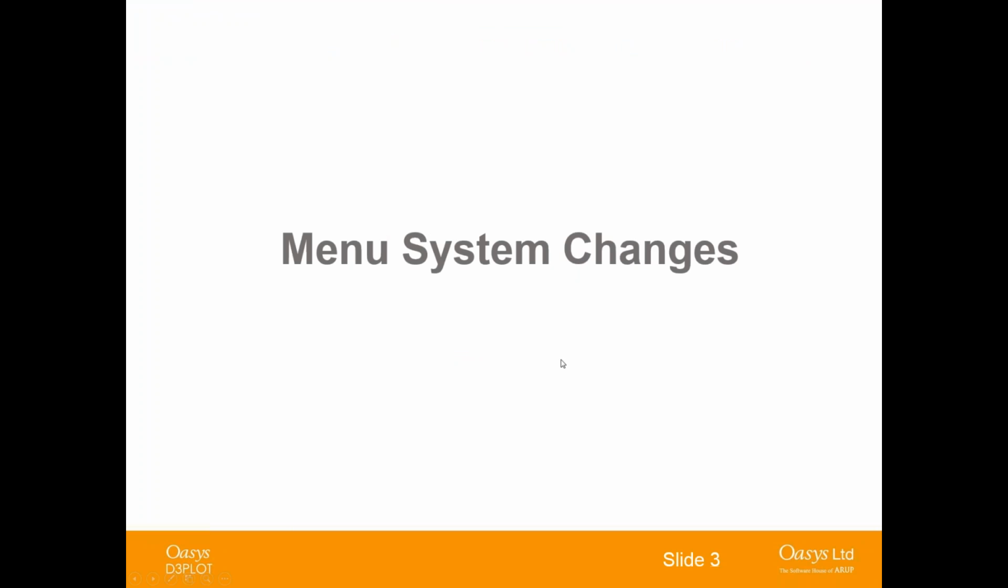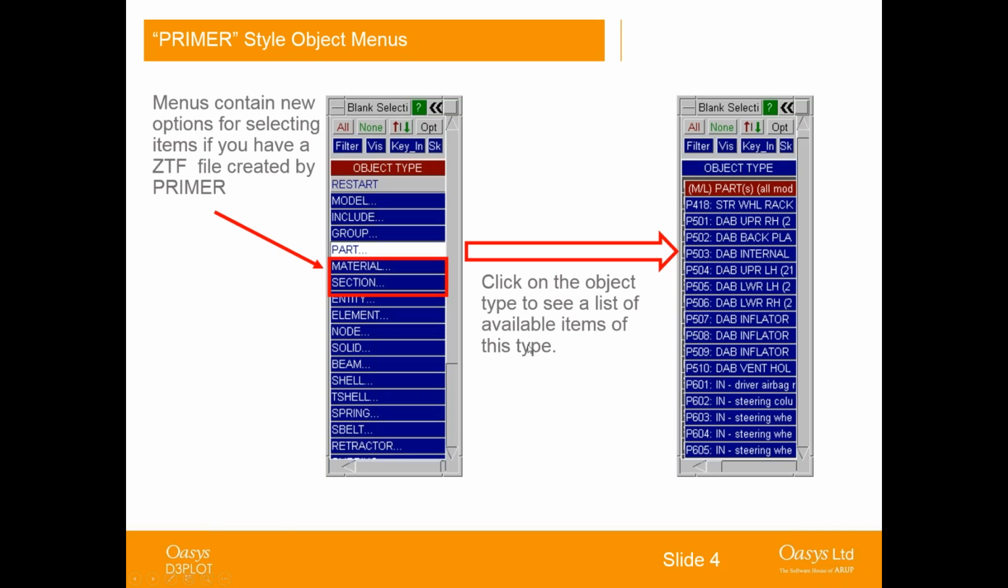Okay, so we'll start with D3plot version 14. There are some menu system changes. Menus now contain options for selecting items. Now you will need a ZTF file from this, and that's created by Primer.